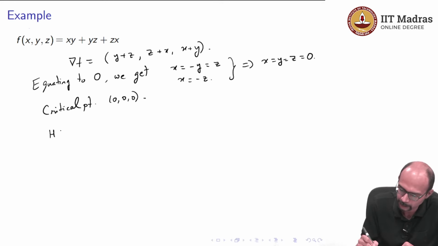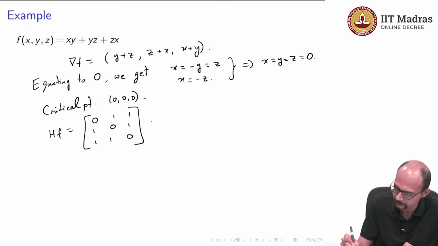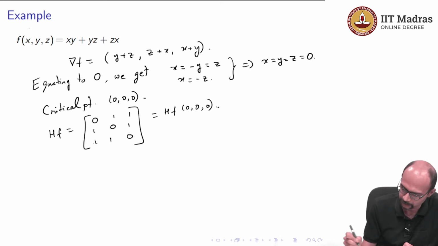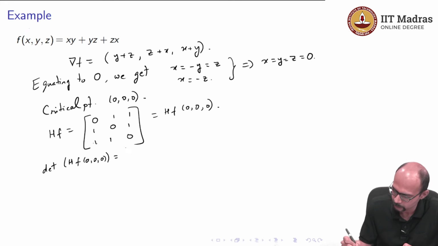and what happens to the Hessian matrix? So, what is the Hessian? If we write down the Hessian, which we have actually done before, we get [0 1 1; 1 0 1; 1 1 0]. So, this is in particular the Hessian at 0 0 0, and what happens? So, let us do our test. So, first, what is the determinant of the Hessian matrix?